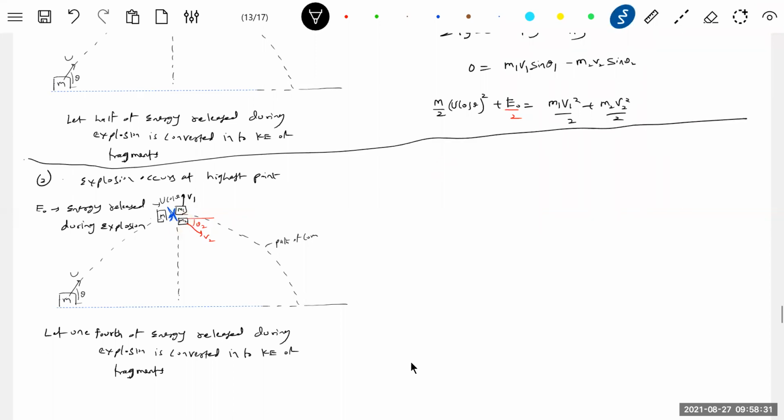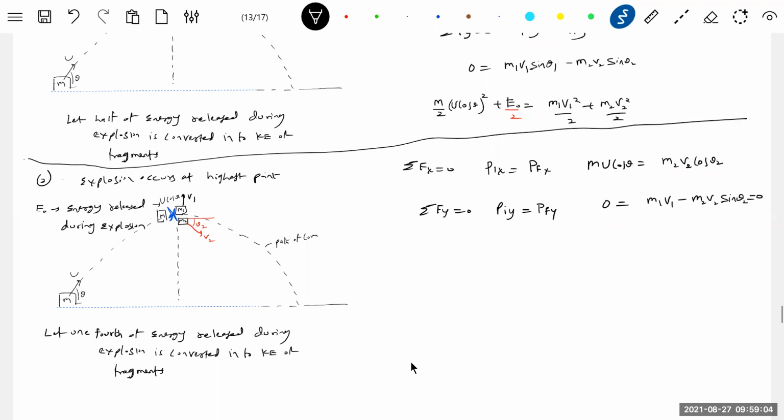How do we write the equations? Net force along the x-axis is 0. Initial momentum is mu cos theta. Final momentum is... That's all. Then net force... Momentum is conserved in any direction. Here we are just picking x and y. It is 0 initially. So final momentum is m1 v1 minus m2 v2.